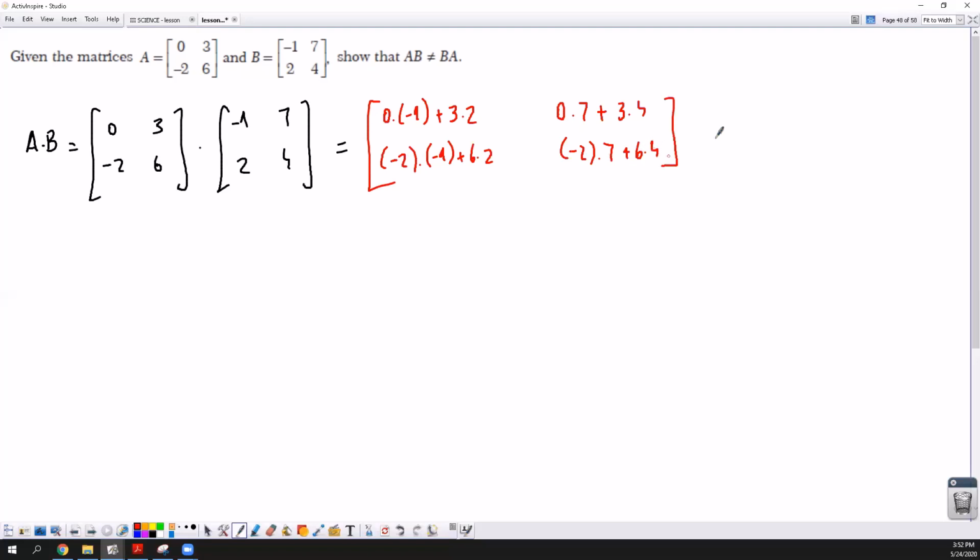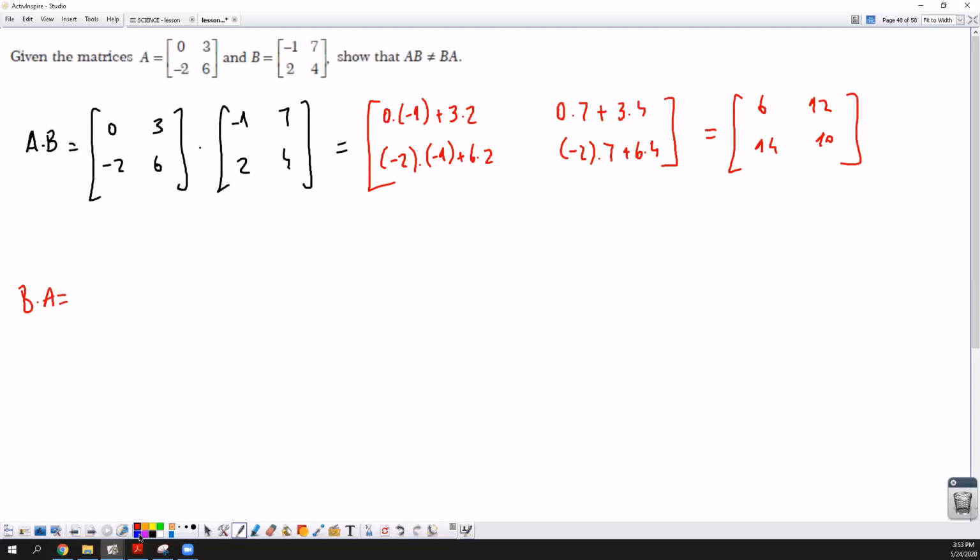Okay, it's pretty easy. The rest is going to be basic arithmetic operations. So 6, 12, 14 and 10. Okay, this is A times B.